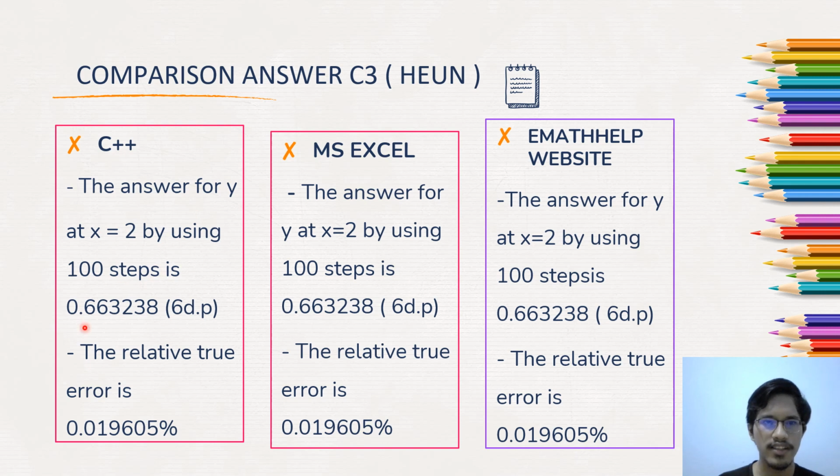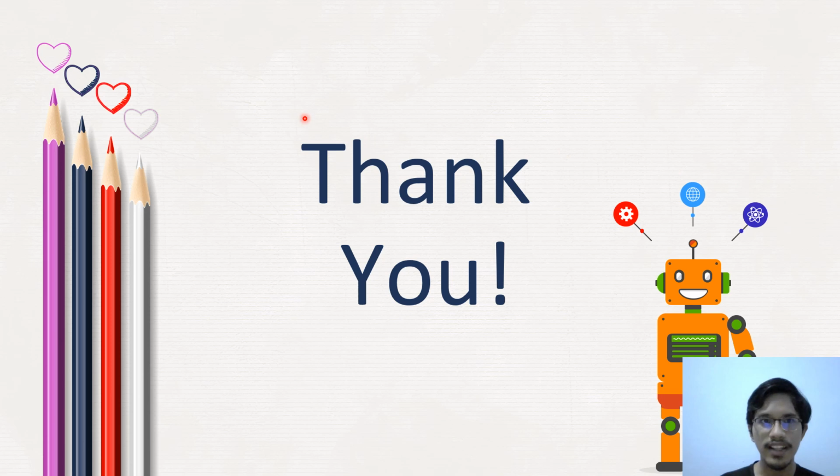In C++, the value of Y is 0.663238. The relative true error is 0.019605. Same goes for Microsoft Excel: the value of Y is the same, and the relative true error is also the same. Next, we also compare with the eMathHub website. The value of Y is also the same using 100 steps. The value is 0.663238, and the relative true error is 0.019605. Okay, that's all from me. Thank you.